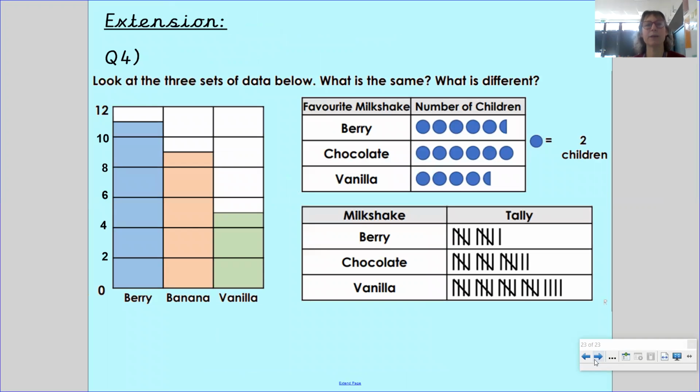And our extension question. So this one is a bit of a tricky one. We've got a block diagram, we've got a pictogram, and we've got a tally, all showing the same information. So what is the same on these and what is different? And unlike yesterday, I'm not going to tell you the answers. So what is the same and what is different? And I will see you for our next lesson.